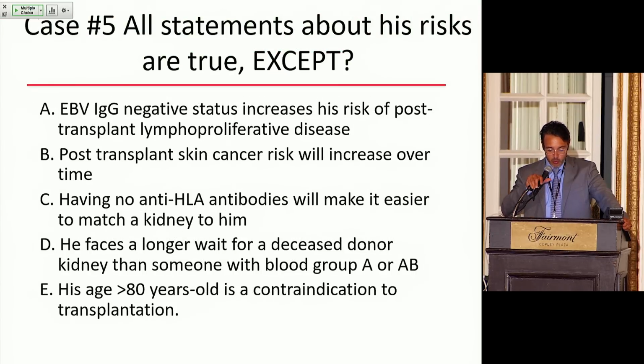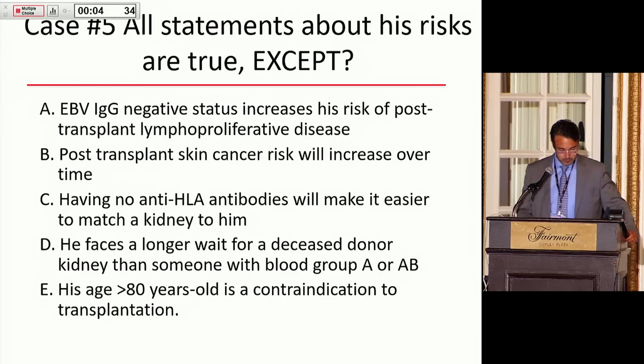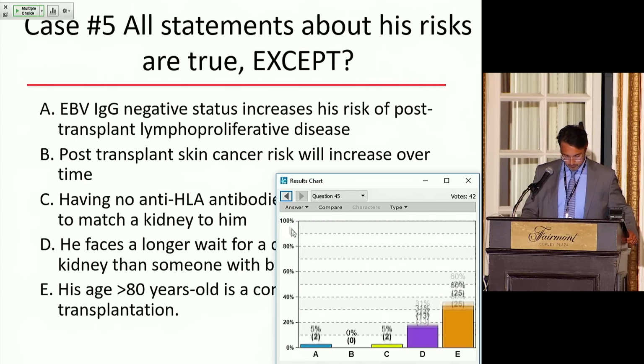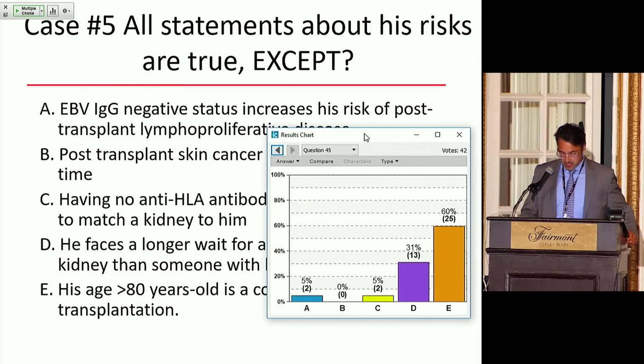So all statements about his risks are true, except: IgG EBV negative status increases risk of PTLD. Post-transplant skin cancer will increase over time. Having no anti-HLA antibodies will make it easier to match a kidney to him. He faces a longer wait for a deceased donor kidney than someone with blood group A or AB. His age over 80 is a contraindication to transplantation. So answer E is the wrong one.